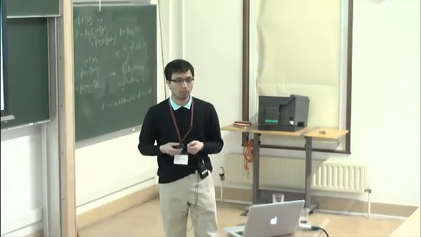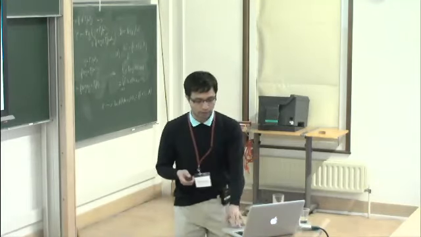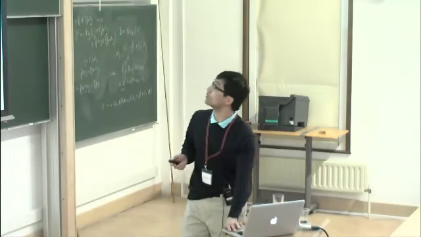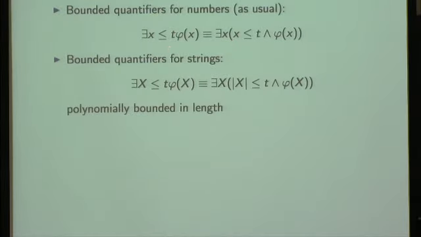So bounded quantifiers are defined as usual. Here's a number bounded quantifier, so we bound the value of the number variables. For string quantifiers, the bounding term is on the length of the strings. In particular, this t is a number term, and this formula says that the variable x has length bounded by a polynomial in the other free variables in the formula.